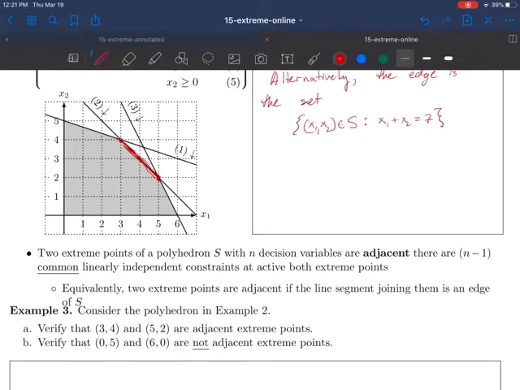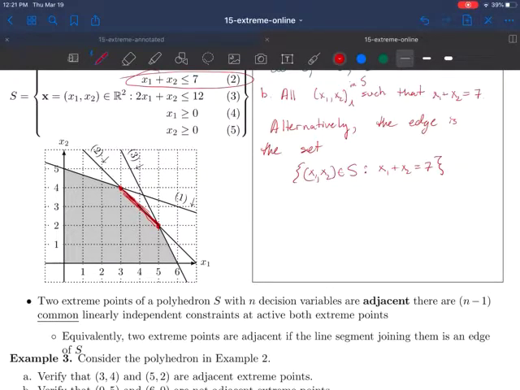Now we can move on to our definition. We can see that the point 5, 2 and the point 3, 4 are on the same edge, and that's what I want. Two extreme points of a polyhedron S with n decision variables are adjacent if there are n minus 1 common linearly independent constraints that are active at both extreme points. In other words, two extreme points are adjacent if the line segment joining them is an edge of S.